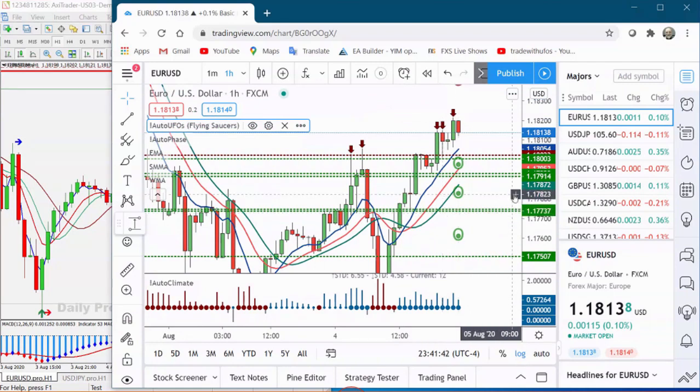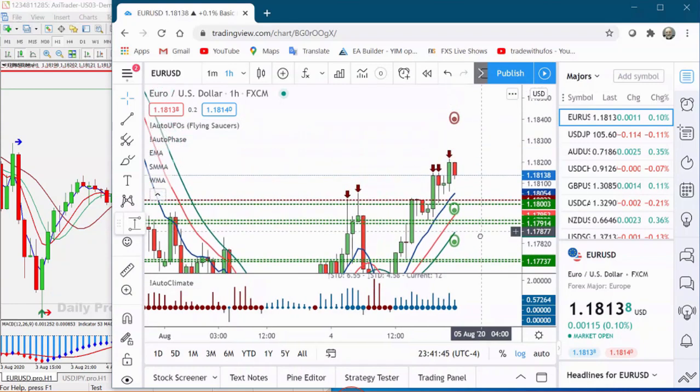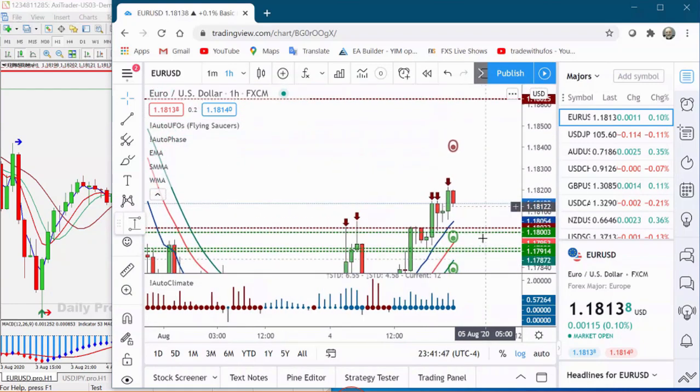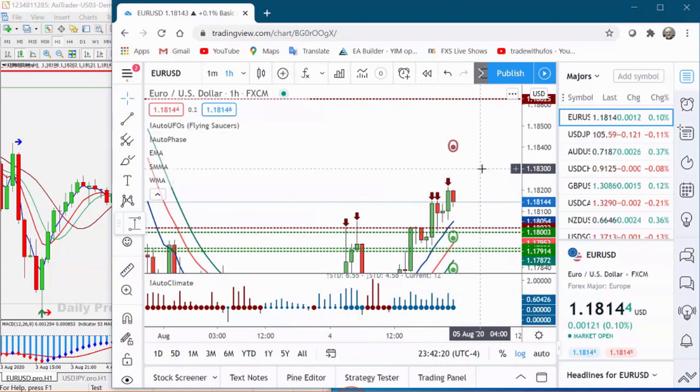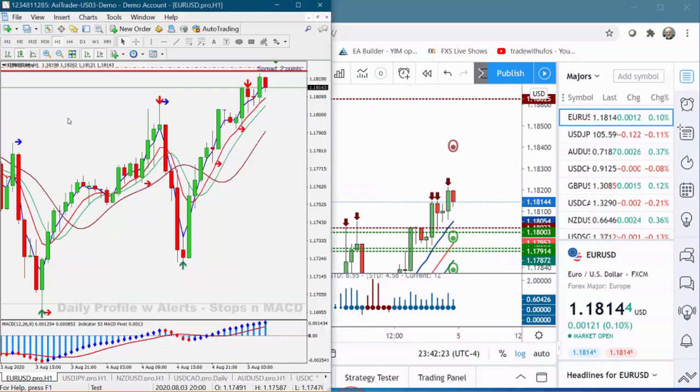All right, so look at this. This is a huge, huge sell zone that's sitting up here. It's in the sell zone. Obviously, if it goes up here and hits the UFO and drops down, we would get stopped out in any case. Okay? It's definitely overextended based on the climate. Still showing strength to the upside.